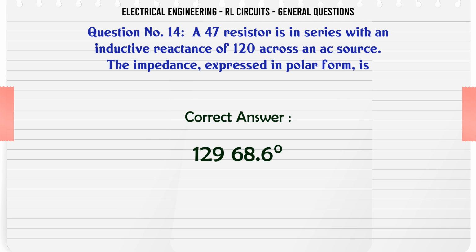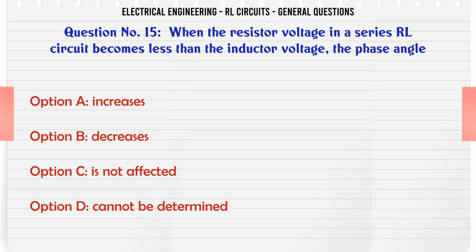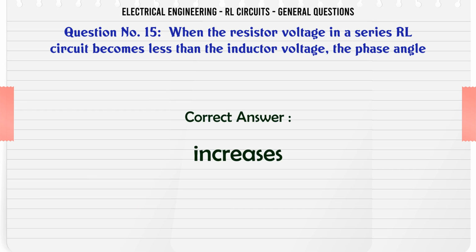129 ∠68.6°. When the resistor voltage in a series RL circuit becomes less than the inductor voltage, the phase angle A. increases, B. decreases, C. is not affected, D. cannot be determined. The correct answer is increases.